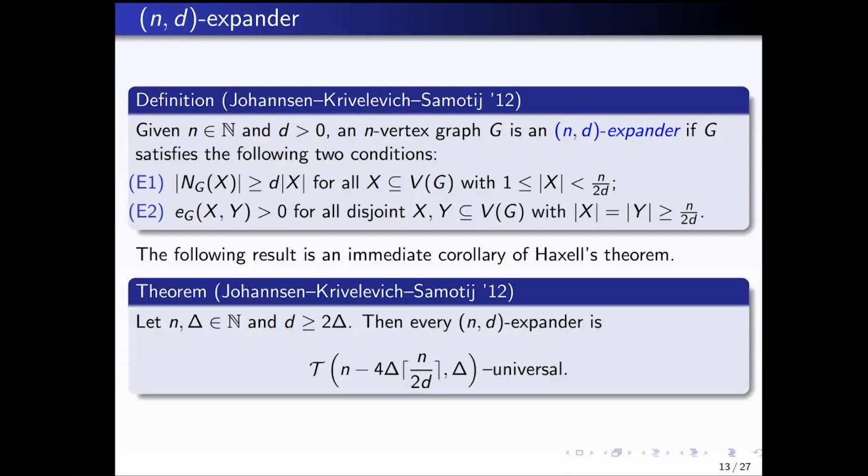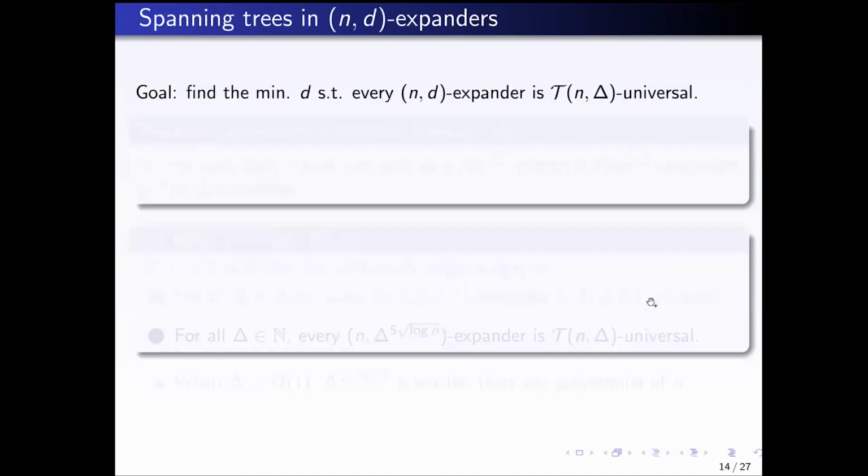So, right, by just applying Hexel's theorem, they show that every (n,d)-expander is not T(n,delta)-universal because you don't get a spanning tree, but you miss a small proportion of vertices. If you think about delta as a constant, then this is 1 minus epsilon times n. And so the goal will be to find the minimum d, or the smallest possible d, so that an (n,d)-expander is T(n,delta)-universal. So that is the goal of this talk.